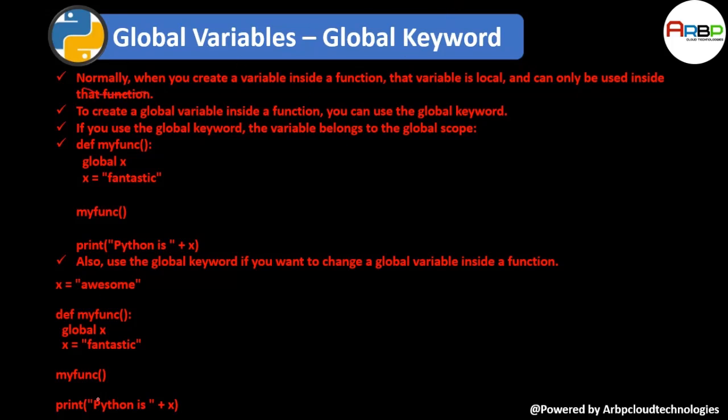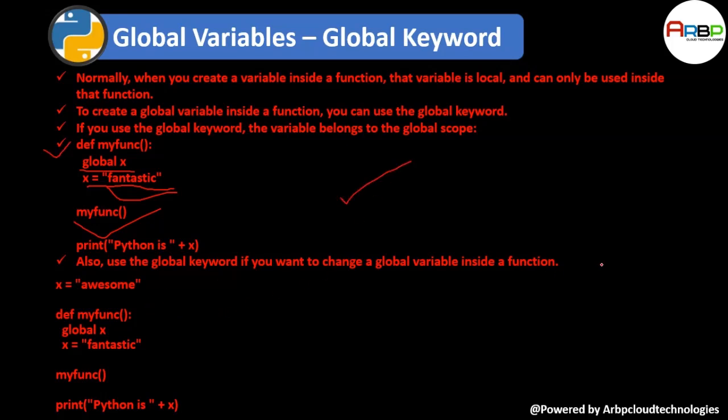Normally, when you create a variable inside a function, that variable is local and can only be used inside that function. To create a global variable inside a function, you can use the global keyword. If you use the global keyword, the variable belongs to the global scope. This is the global keyword, and this defines what X is here. This is a global scope I have defined.